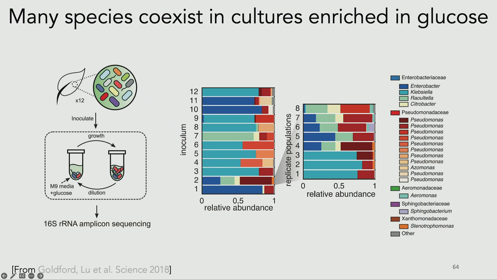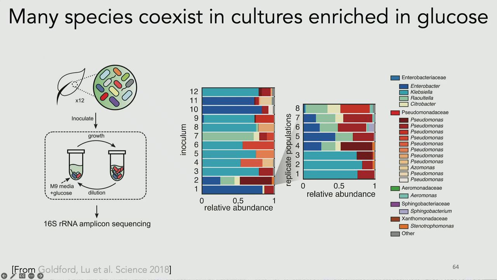Josh and Nancy here started with communities coming from leaves and soil. They put them in minimal media. They do these daily dilution cycles. Well, at the end of these 8 dilution cycles, they find that there are many species coexisting.